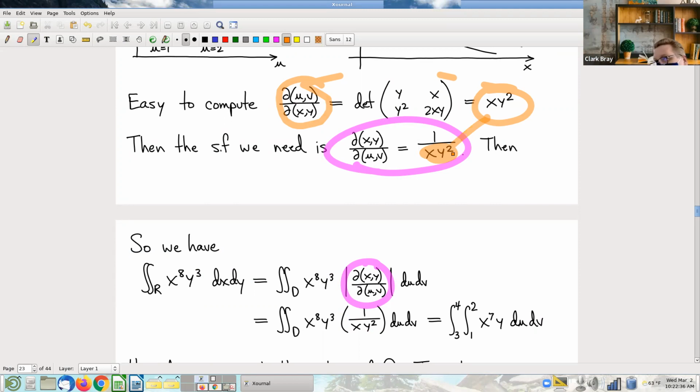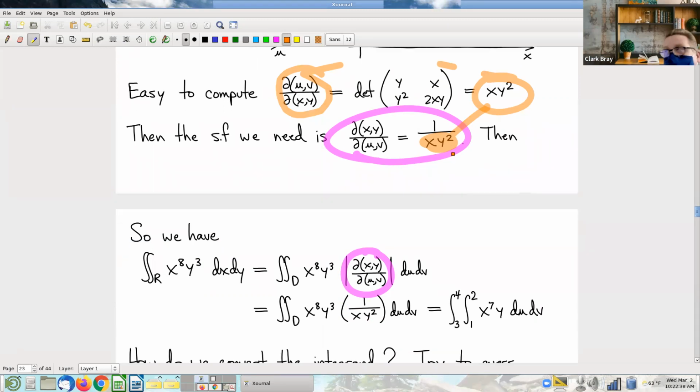So I love this notation. I think it's very handy and strongly encourage its use.